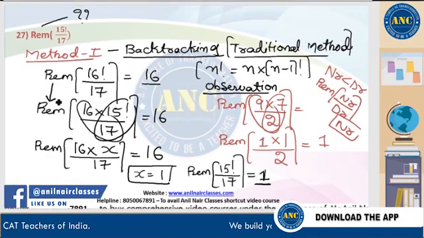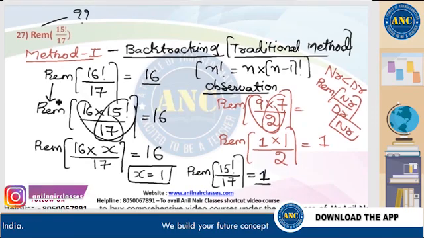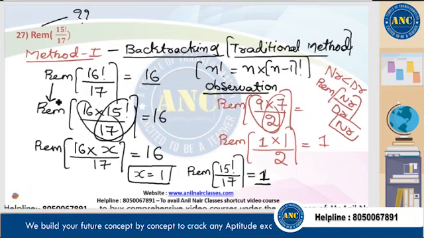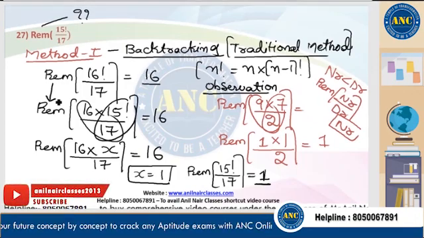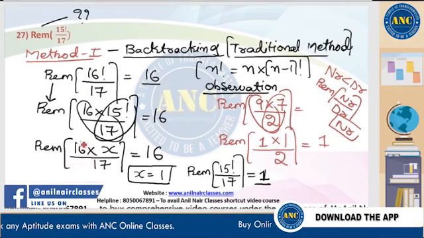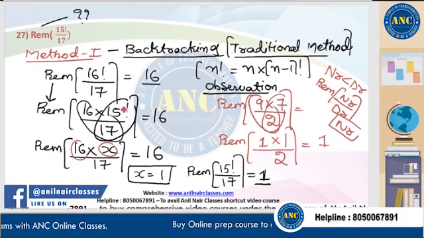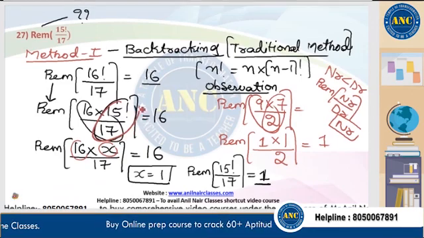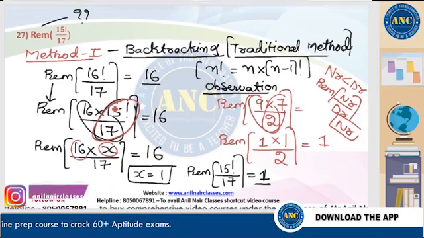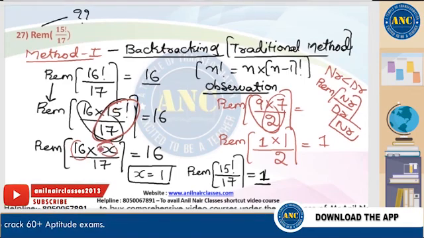Again, I am explaining. 16 factorial is 16 into 15 factorial by 17. 16 by 17, 17 zeros are 0, remainder is 16. What is x here? X is the remainder when you are dividing 15 factorial by 17. 15 factorial when divided by 17, remainder is x.